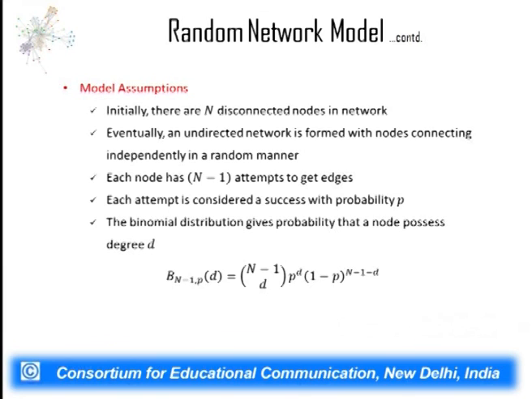What else? The link formation attempt, that is, a particular node wants to connect to another node. So eventually what it does is it requests, so that this link formation request may be a success or a failure. If it is a success, we call it a success with some probability p. And since the success probability is p, then very clearly the failure probability will be 1 minus p.